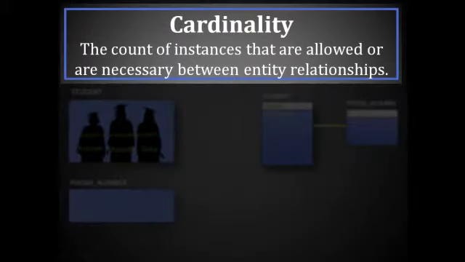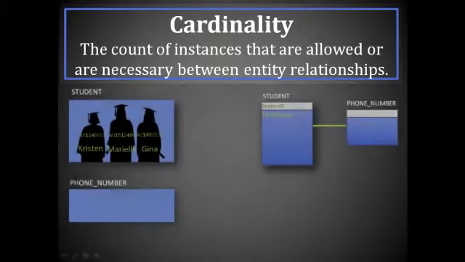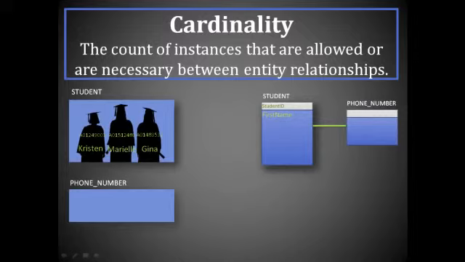Cardinality is the count of instances that are allowed or are necessary between entity relationships. Okay, that one is a little hard to grasp. Let me simplify then. Remember how entities will be tables, and an instance of the entity is a row in the table? Cardinality just tells us how many rows we need from one table before we can link it to another table. So let's go back to our student phone number relationship.